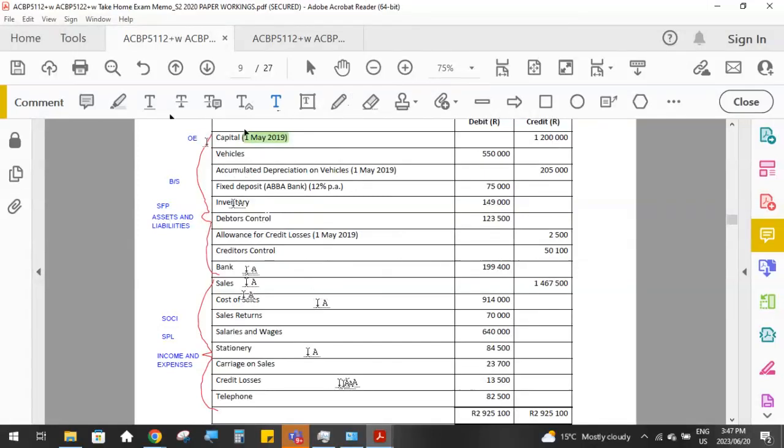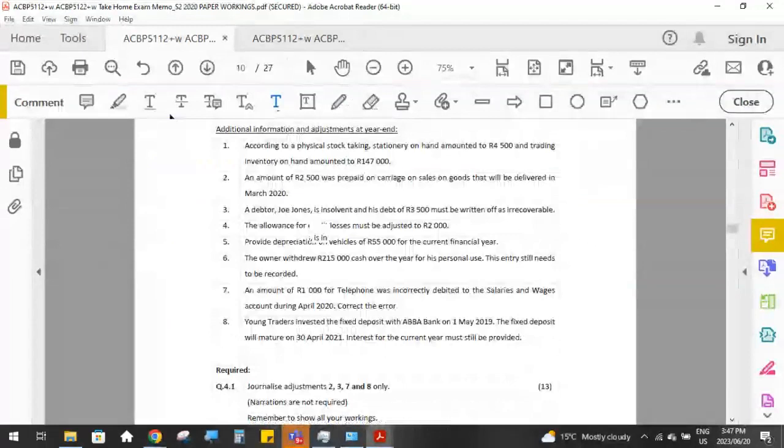Because if you don't know what element the account belongs under in your financial statements, you won't know whether to debit or credit that account when it increases or decreases. So that's something that you must absolutely practice. Okay, so that's what they've given us. Our trial balance is in balance. And then let's go and have a look at what they've got.